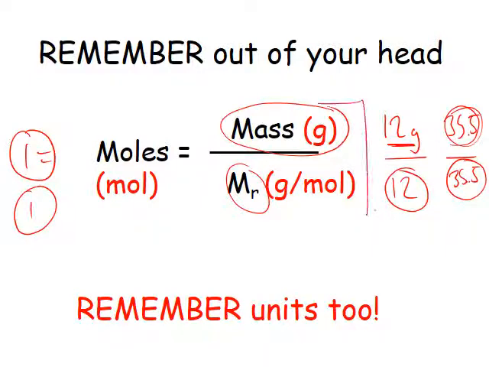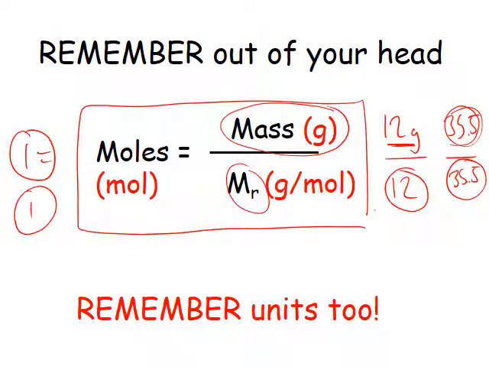You need to know this calculation out of your head. Moles equals mass over MR. You also need to know how to rearrange this equation. When you bring something to the opposite side of the equals, you have to reverse the sign. So if you've got divide by MR on one side, if you bring it to the other side, it becomes times MR. So you get moles times MR equals your mass.